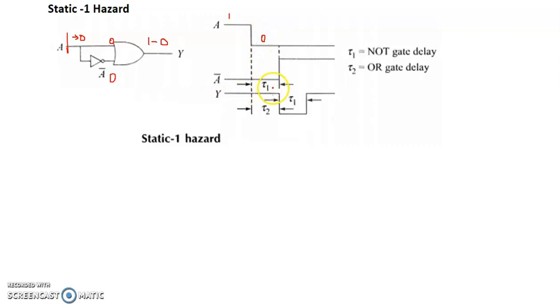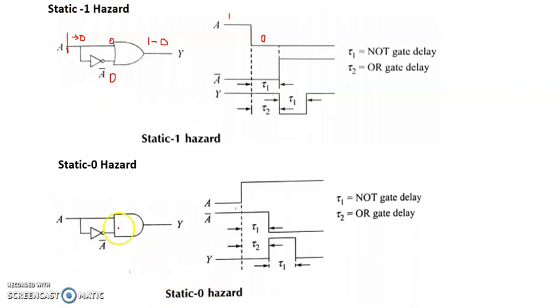Tau 1 is the time delay of the NOT gate. Tau 2 is the time delay of the OR gate. So till this period of time, the input across the OR gate is 0, 0. The output we are expecting is 0. This is the time delay of the OR gate. This is the time delay of the NOT gate. This hazard is called a static 1 hazard.